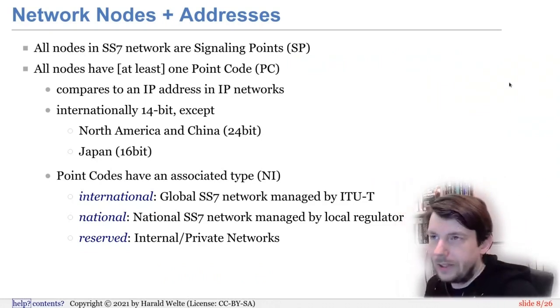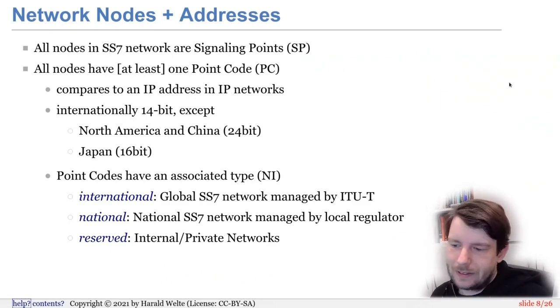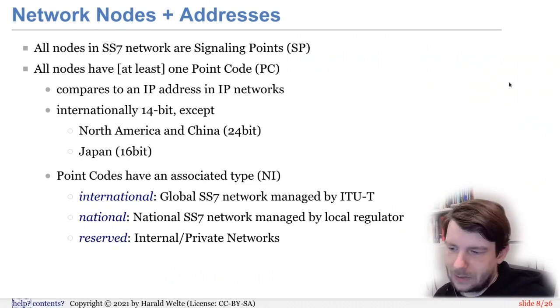So if you have point codes within, let's say, a national German network, then you can route to other nodes within Germany, but internationally it's a different address space of point codes. They are not globally unique. Only the international ones are globally unique.